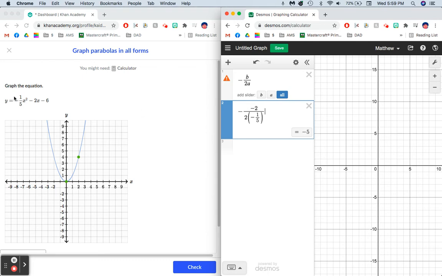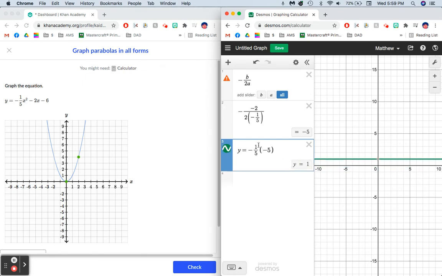Okay, so if I know the x value of the vertex is negative 5, now I have to plug it back into this equation. Let the calculator do the work. Negative 1/5 times x squared, my x is negative 5 now, so I'm going to square that, minus 2 times negative 5, and then minus 6. I know you guys can do that in your head. They're not too complex calculations, but you might as well just let the calculator do the work. So this one's going to be a y value of negative 1.